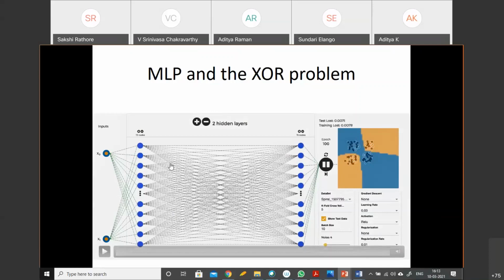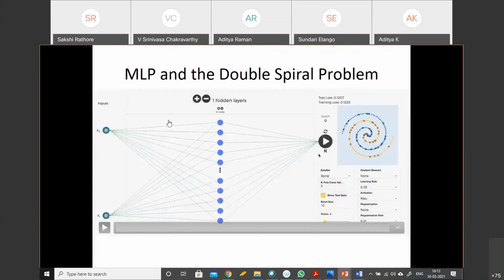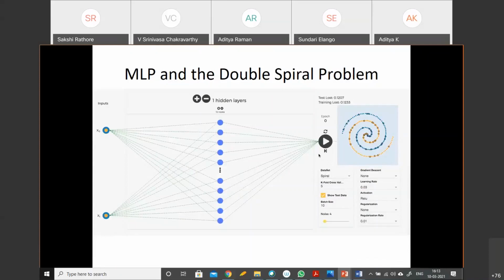right? Now let us take a slightly harder problem, what is called the double spiral problem. So you see that the orange dots in this picture, they all form one class, and the blue dots form another class. So it's a very hard problem to separate these two. So let us take an MLP with 1 hidden layer, and because your theorem says that a 1 hidden layer MLP is good enough, right? Yes, so let us see what happens.